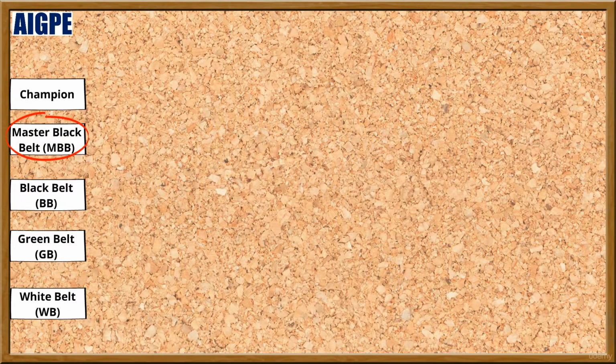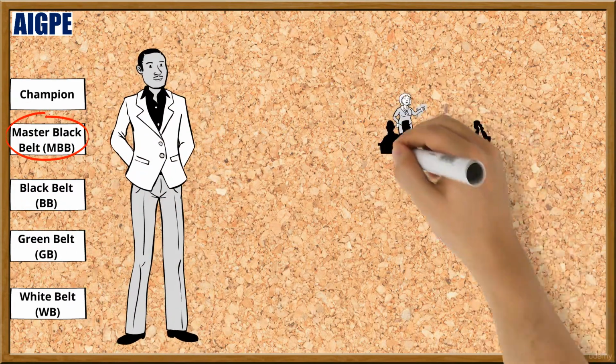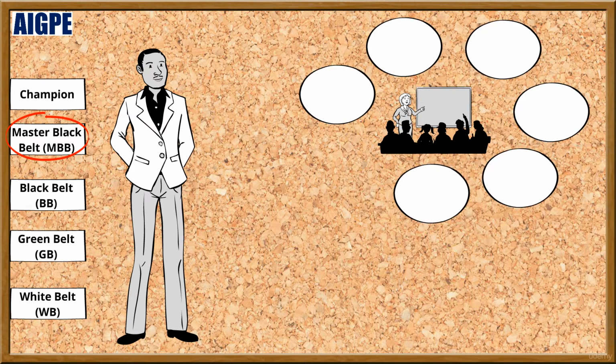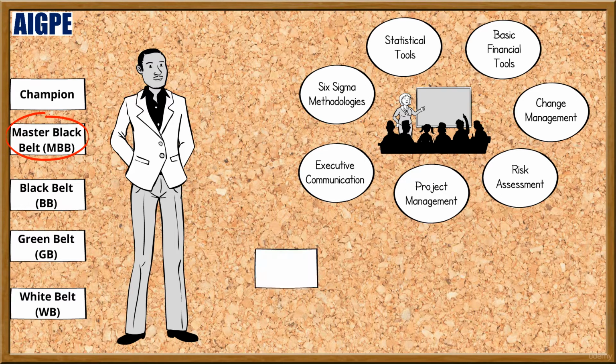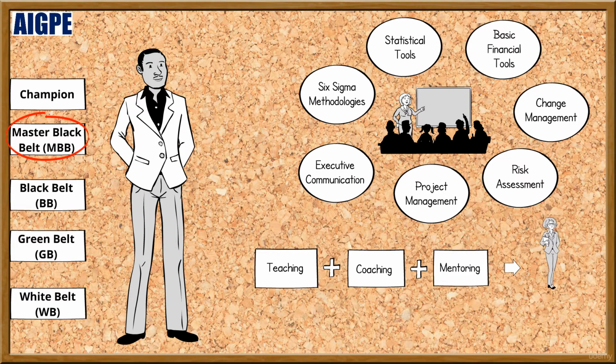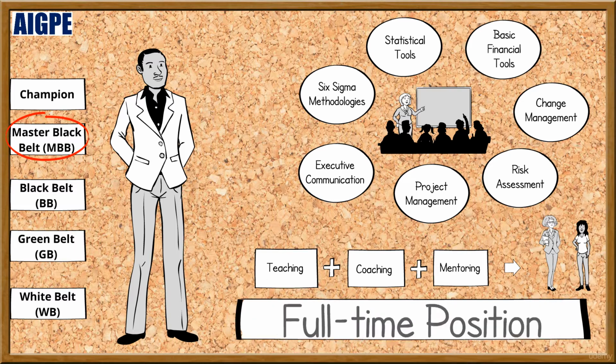Master Black Belt. Master Black Belts are individuals trained in Six Sigma methodologies, statistical tools, basic financial tools, change management, risk assessment, project management, executive communication, and well experienced in teaching, coaching, and mentoring black belts and green belts. This is always a full-time position.